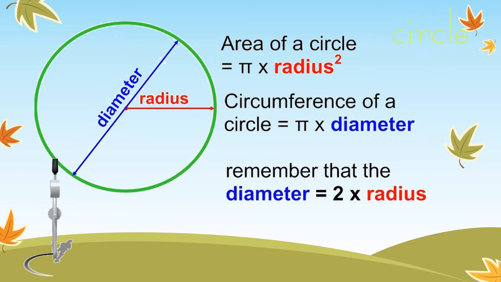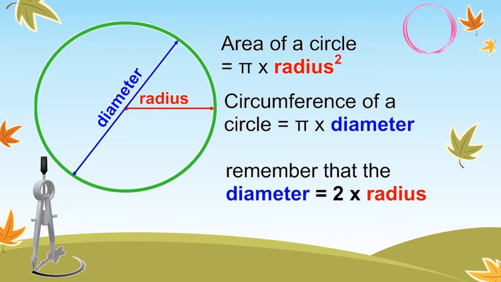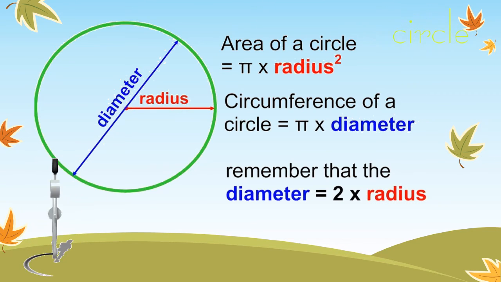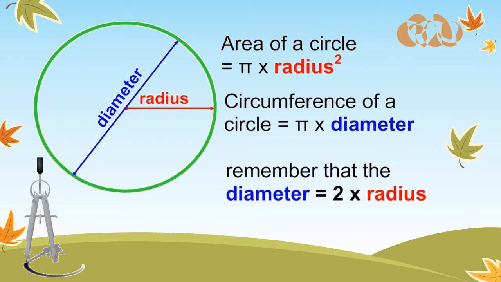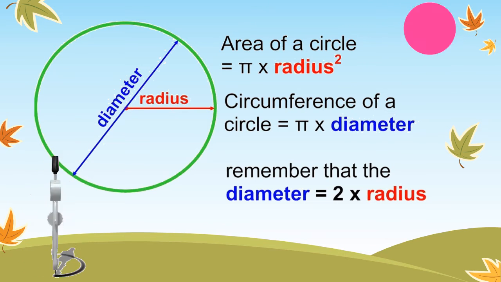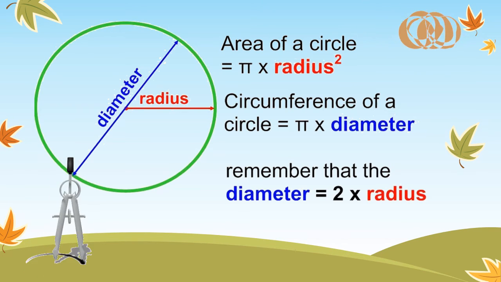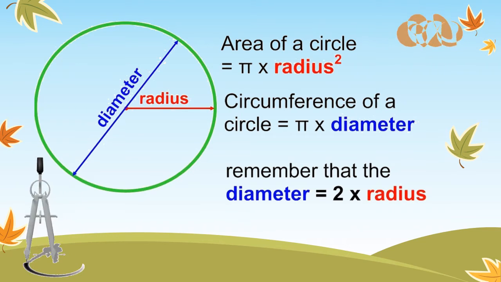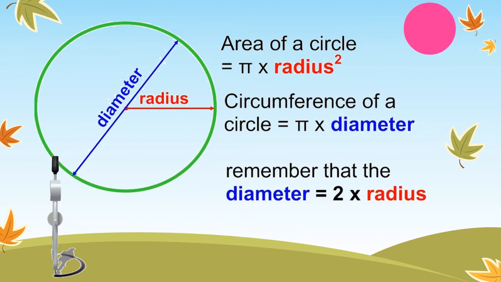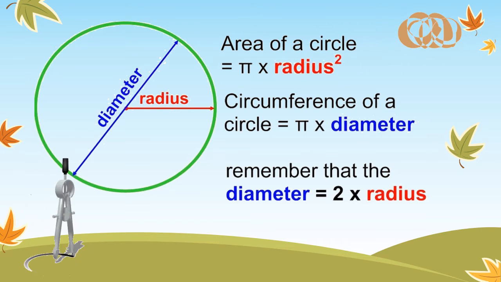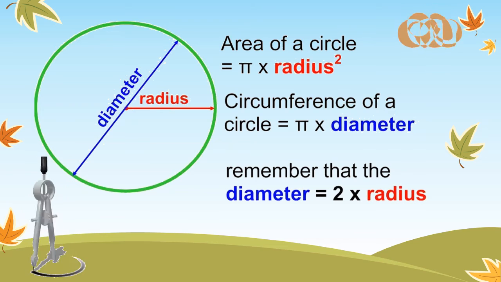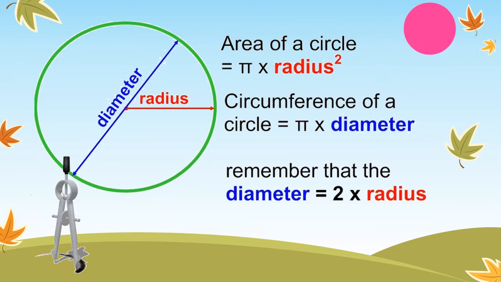So we can write the circumference as pi times 2r. Instead of d, or diameter, we can say 2r. And in the area too, we can replace our radius with diameter over 2.